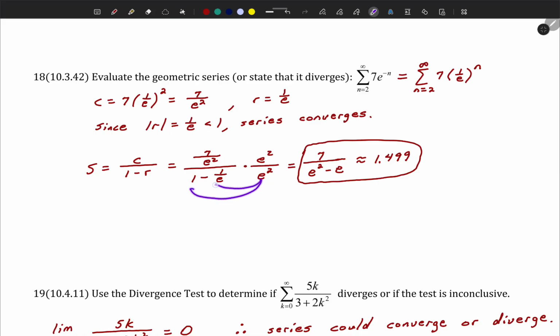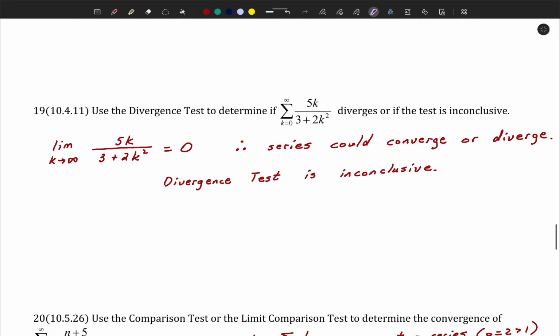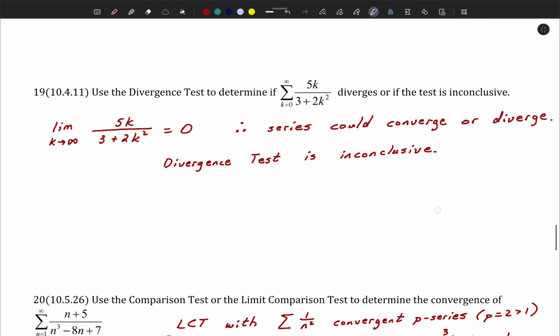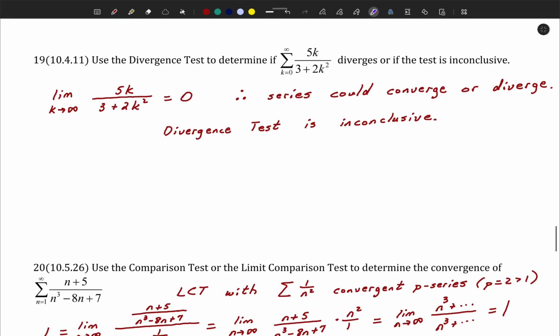When I distributed the e squared into the denominator, it would give me e squared minus e. And then this would be my exact answer, 7 over e squared minus e. If you wanted a decimal, you could go to your calculator, and it would tell you that that is approximately 1.499.